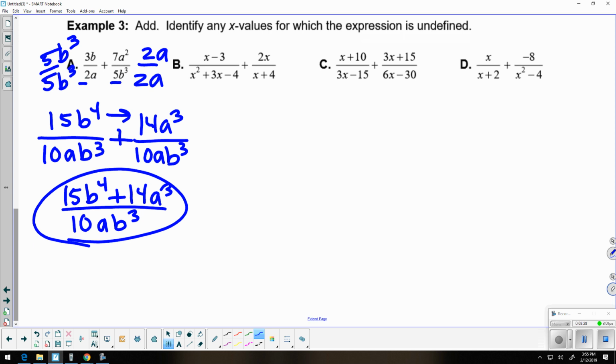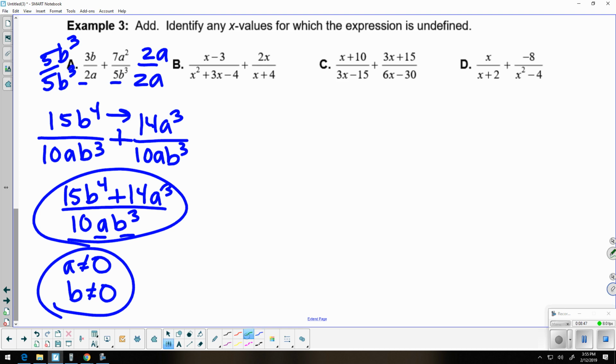Again, they do want us to state what makes it undefined. Technically, we have two variables. A cannot be 0 in this case, and b also cannot be 0 since they're all being multiplied. So it's 10 times a times b cubed in my denominator. As far as multiplication goes with a monomial, a and b both cannot be 0.